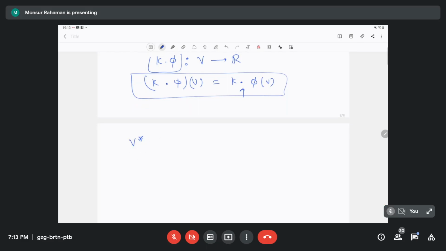V star is all linear functionals from V to R, meaning to define V star you have to know V first.